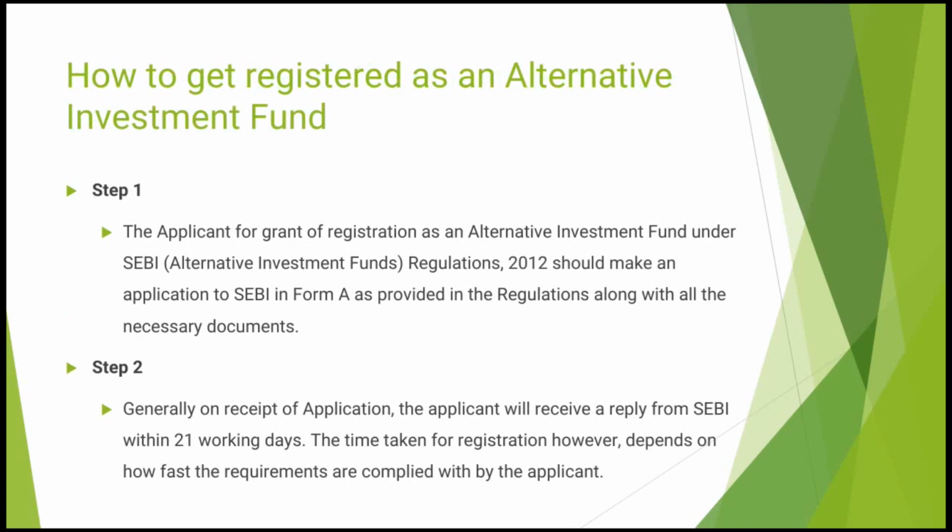Step 1. The applicant for grant of registration as an alternative investment fund under the SEBI Alternative Investment Funds Regulations 2012 should make an application to SEBI in Form A as provided in the regulations, along with all the necessary documents. Step 2. Generally, on receipt of the application, the applicant will receive a reply from SEBI within 21 working days. This is the time taken for registration. However, it depends on how fast the requirements are compiled by the applicant.